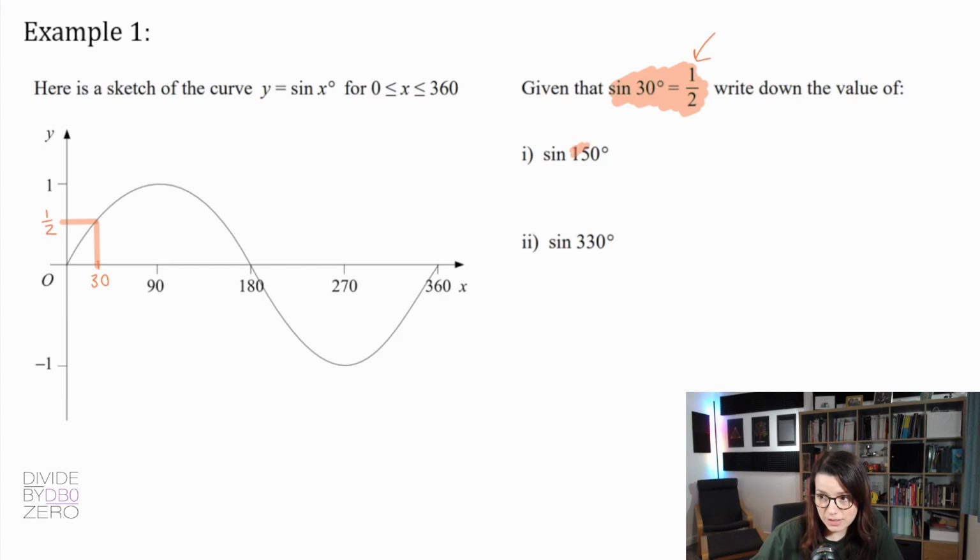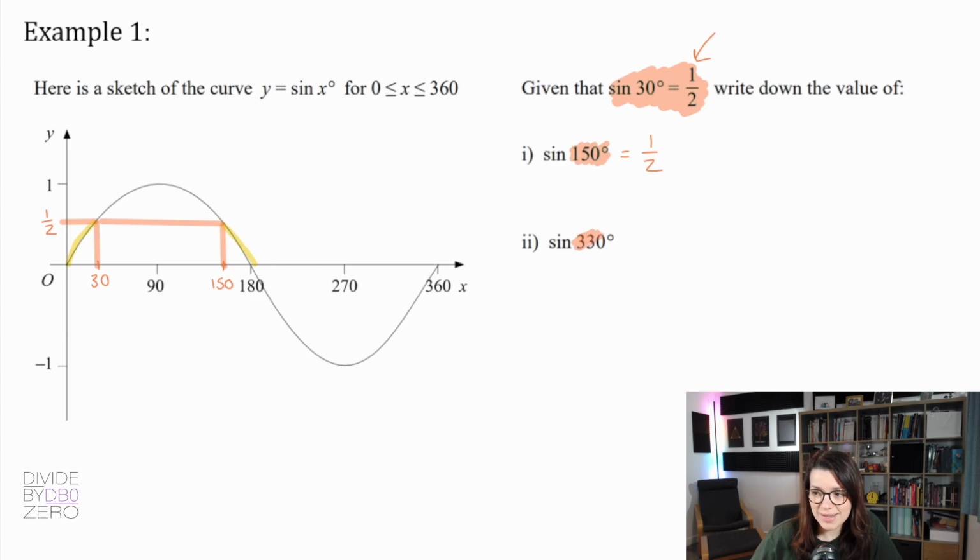Our job now is to look for 150 degrees, which would be around here, and figure out what the value of that would be. Now, if I draw another line up to the curve and then across, hopefully you can see that it also lines up with a half. So the answer there is a half, and that's all because of the symmetry of the sine curve. These curves are very symmetrical, so this gap would be the same as that gap.